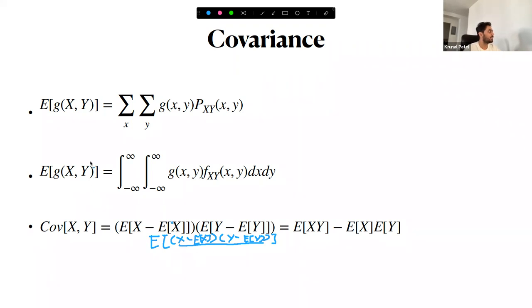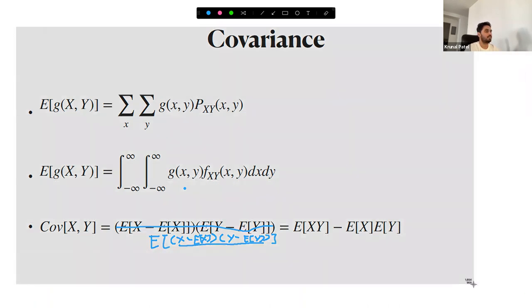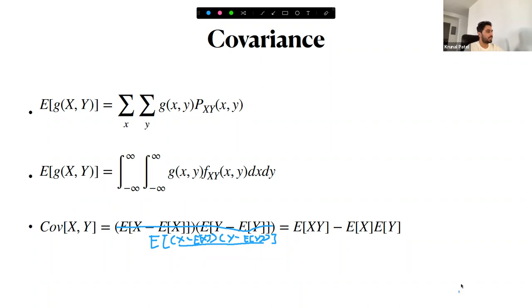Okay, let me actually take a screenshot. This is the wrong formula. I'm going to take a screenshot of this so that we don't lose it. Okay, carry on. Let's carry on.